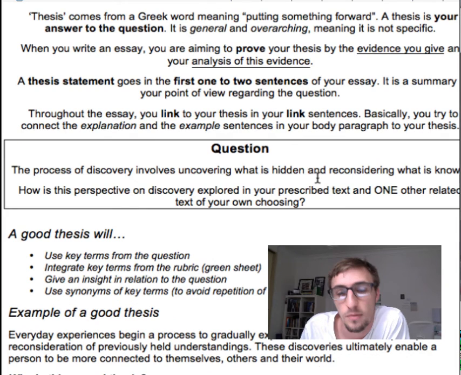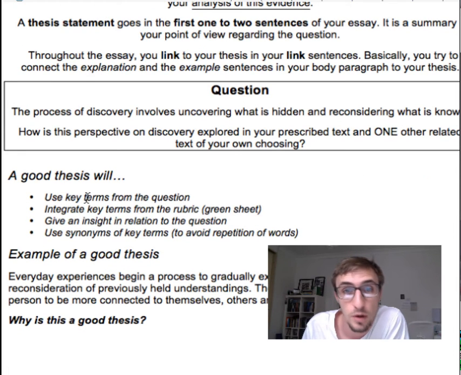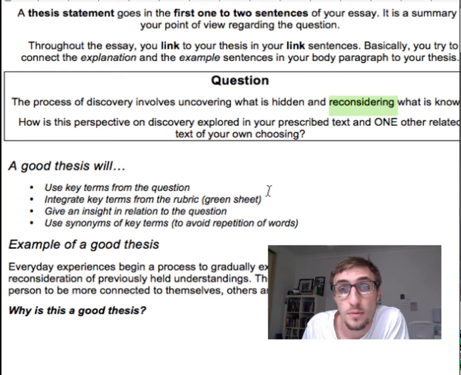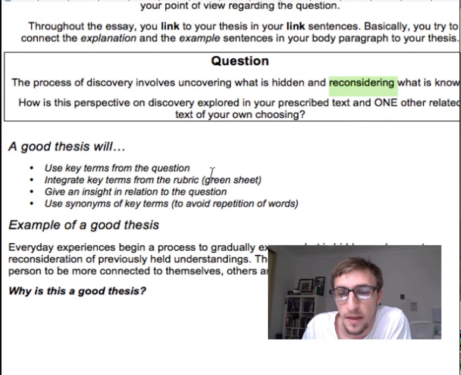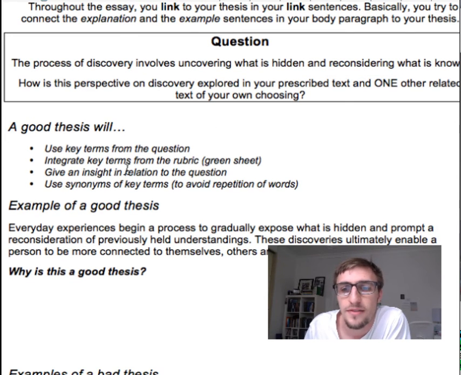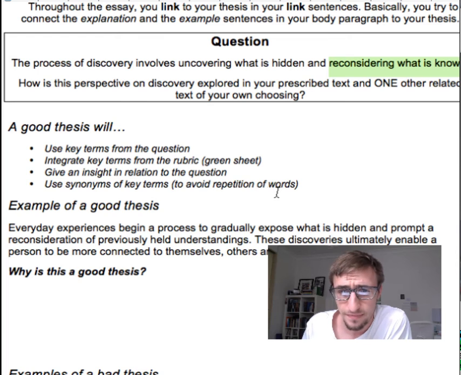So a good thesis, to remind you, will use some key terms from the question, such as uncovering what is hidden and reconsidering what is known. It will integrate some key terms from the rubric, such as the process or the rediscovery, if there's a theme of rediscovery within the poems that you choose, and the related text that you choose. It will give an insight in relation to the question, which means it won't just repeat the question, but it will give the reader a greater understanding of these elements, what is hidden and reconsidering what is known. And it will also use some synonyms to avoid key terms.